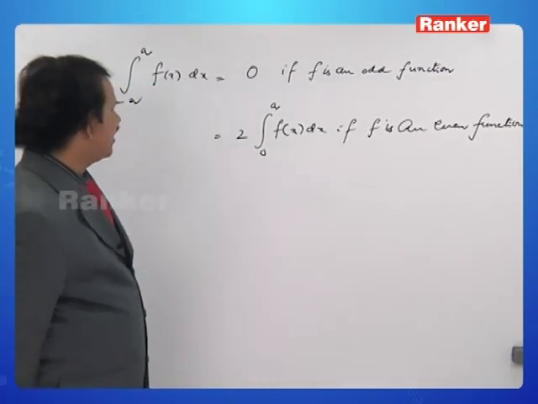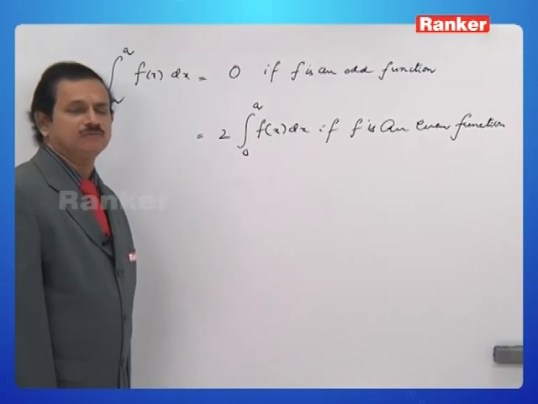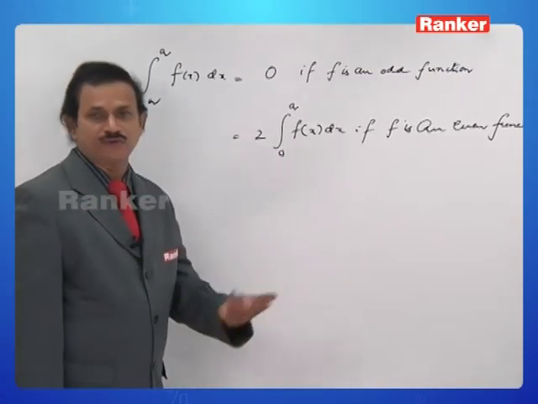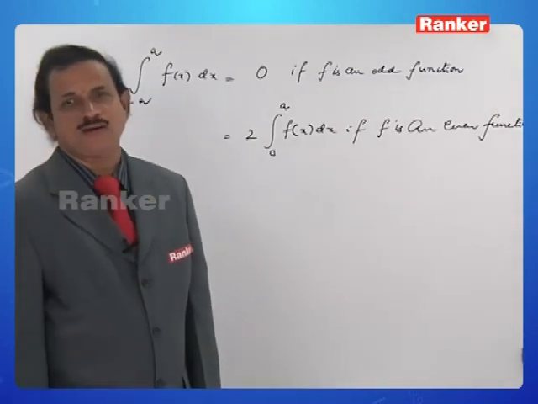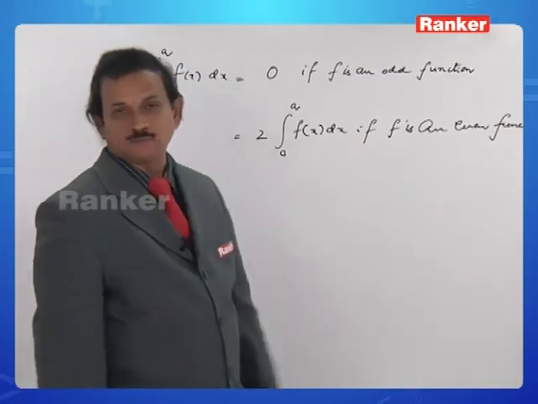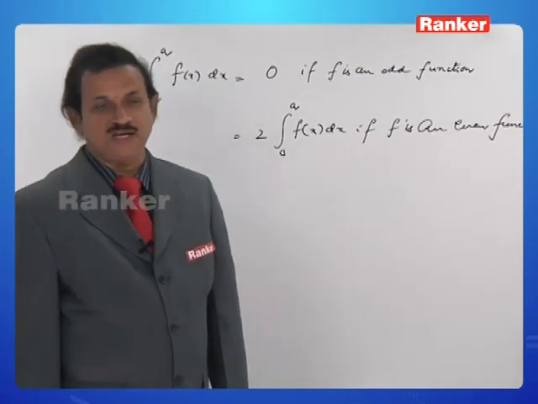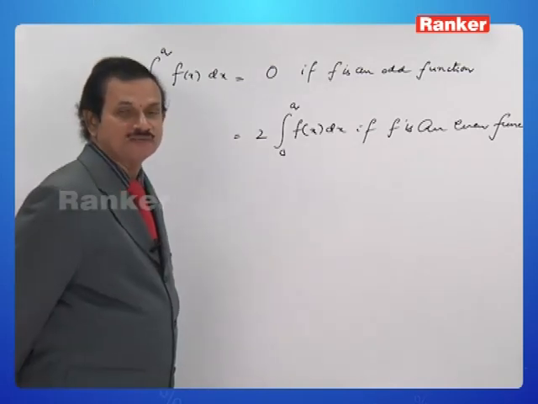And there is no importance if the function is neither even nor odd. You may have to split it as minus a to 0 and 0 to a, two separate integrals, of course. It has no significance. But if f is an odd function, it is 0. If f is an even function, it is 2 into integral 0 to a of f of x dx.